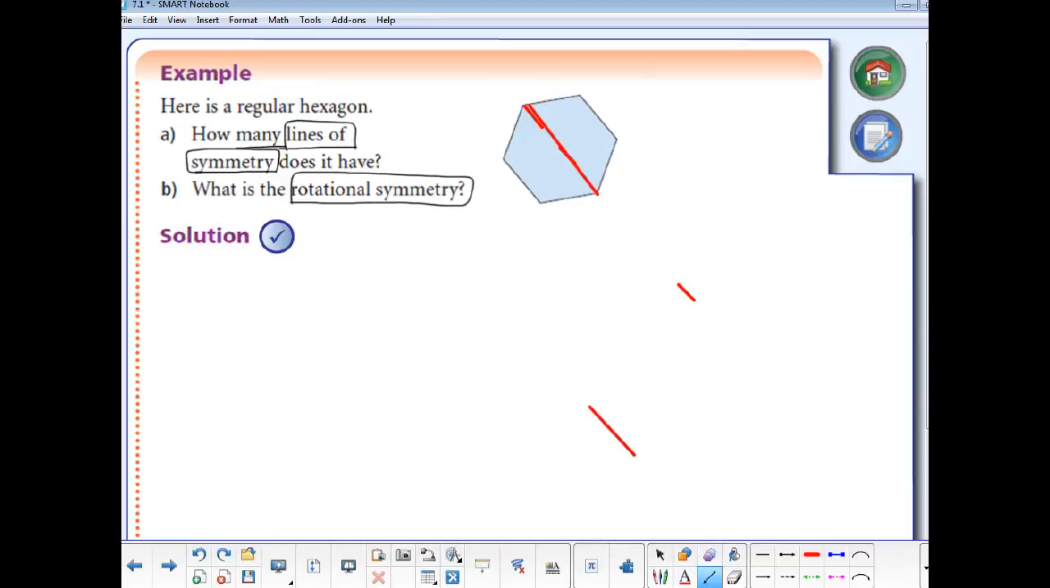And if we draw the line through there, we know one side can flip onto the other. So we can actually go from any vertex. Remember, a vertex is where two line segments meet. And now we have three lines of symmetry. But that's not it. We can also go to the midpoint opposite, on opposite sides, and we can create three more lines of symmetry. So there are in total 6 lines of symmetry for this regular hexagon.